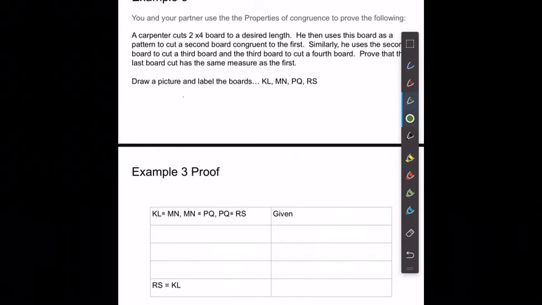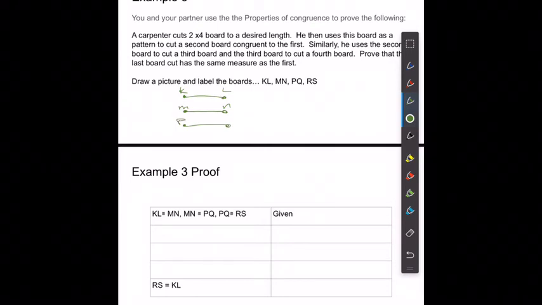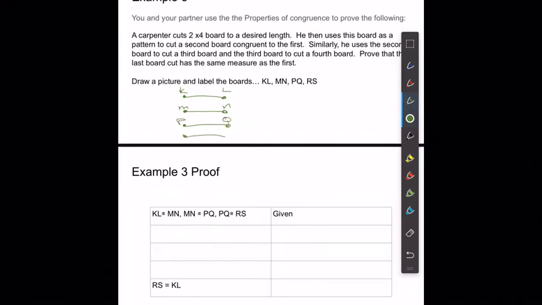Okay, so if we drew a picture here, first board, we'll label it KL. Okay, the second, he uses that as a pattern. The second board then is MN, third board PQ, and fourth board RS. So let's go ahead and do a proof of this.